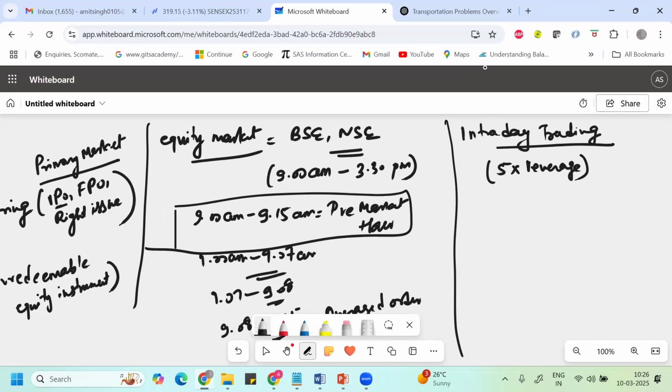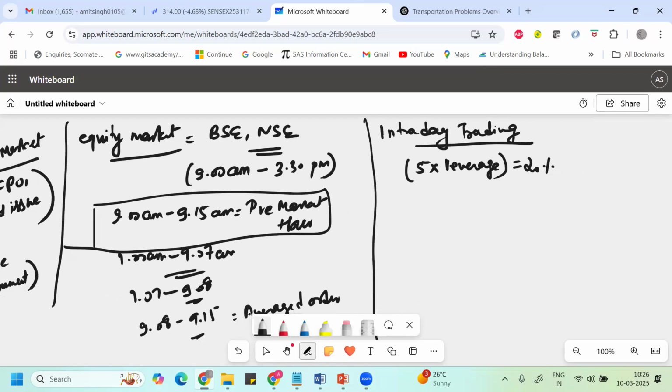In certain scenarios, maybe on certain days like budget day or election days, you might find this leverage gets changed. So in the case of intraday trading, we just need to make 20% of the payment. We don't have to make 100% of the payment. Whenever we want to do an intraday trade, we just need to make 20% of the payment, and by making 20% of the payment, we can take a position on any stocks which we believe are giving good movement today.